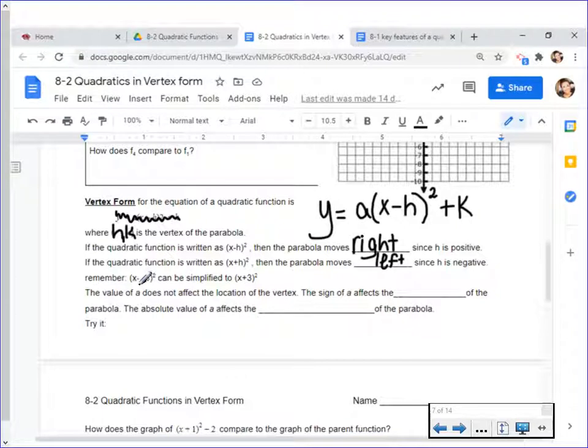So that's just a review of what we just looked at with all those graphs. Okay, remember that if you have a double negative, so you have minus a negative 3, that could also be written as a plus sign. The value of a does not affect the location of the vertex. The sign of a affects the direction of the opening, whether that is going to open up or down.